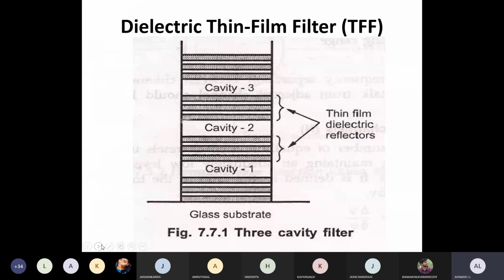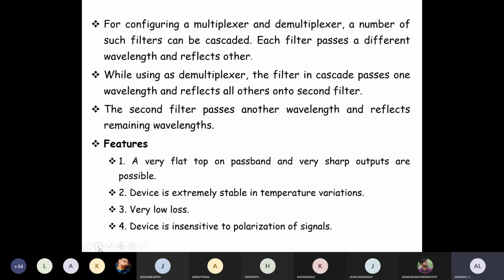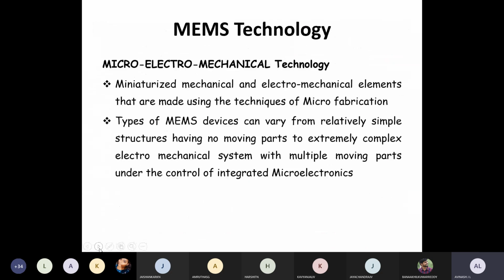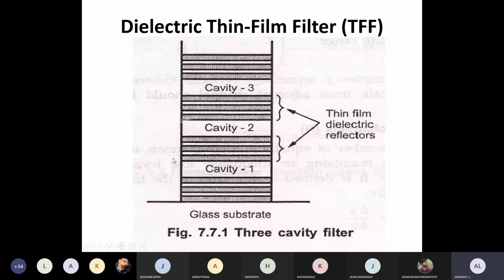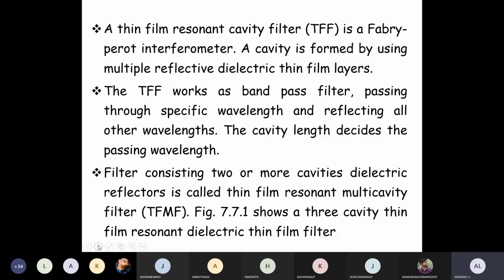Next we'll see the 3-cavity filter, cavity 1, cavity 2, and cavity 3. That is the dielectric thin film filter. In this particular filter, we can understand that one particular wavelength will pass through cavity 1. Cavity 2 is designed for a different wavelength, and cavity 3 is designed for a different wavelength. That is exactly the use of this thin film filter. It acts as a band pass filter. Within the range, it will pass, or else no. So that is there.